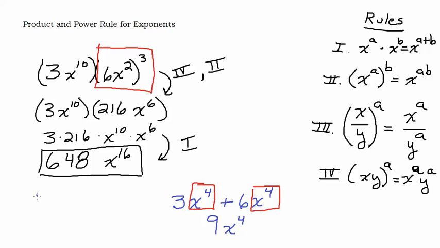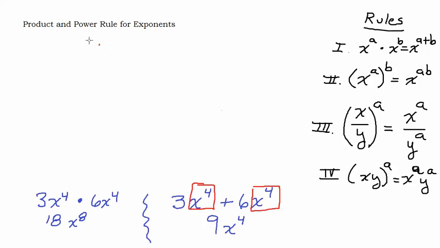Whereas if we were doing 3x to the fourth times 6x to the fourth, all right, see the difference? Here we're adding, here we're multiplying. Now we would need to multiply the 3 times the 6 and get 18. And x to the fourth times x to the fourth, we're going to use rule number 1. All right, x to the fourth times x to the fourth is x to the 4 plus 4, or x to the 8th. All right, that's a big difference there. So really pay attention to whether you're multiplying terms or adding like terms together. It makes a difference.